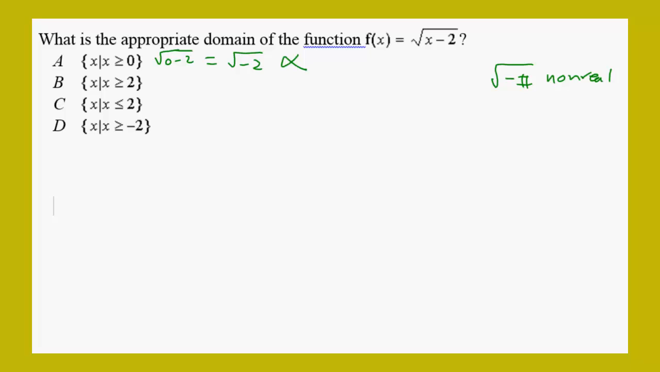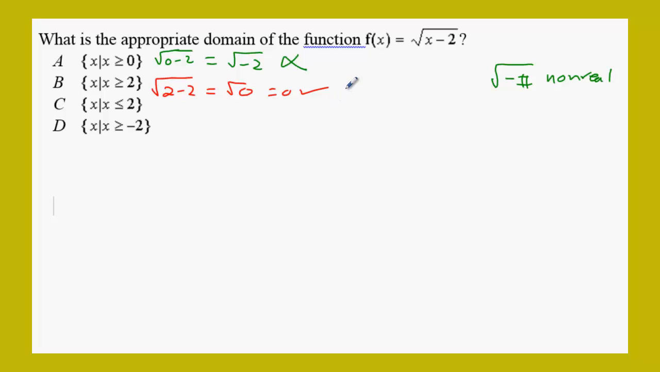The second one, x such that x is greater than or equal to 2. That means the minimum value for x is 2, and 2 minus 2 is going to be the square root of 0. And the square root of 0 is 0. It has a number. Let's try another one.